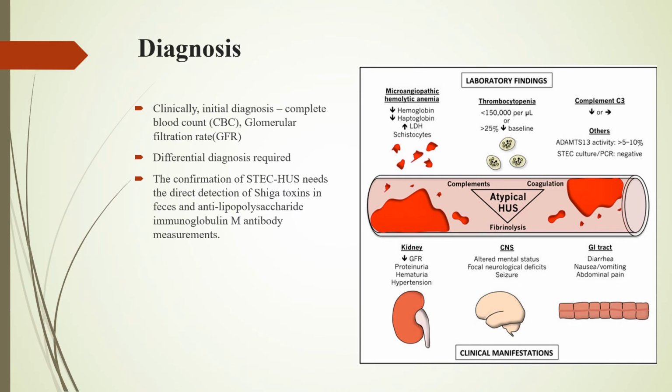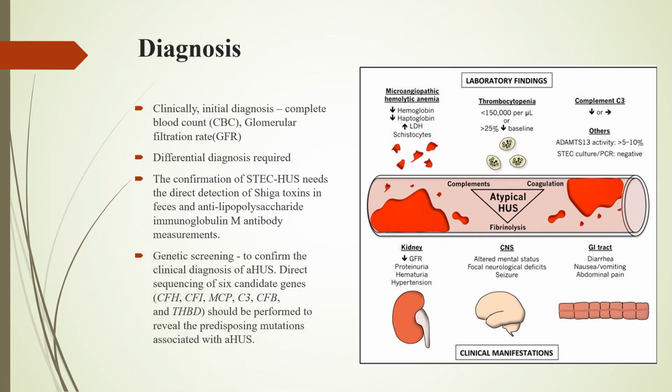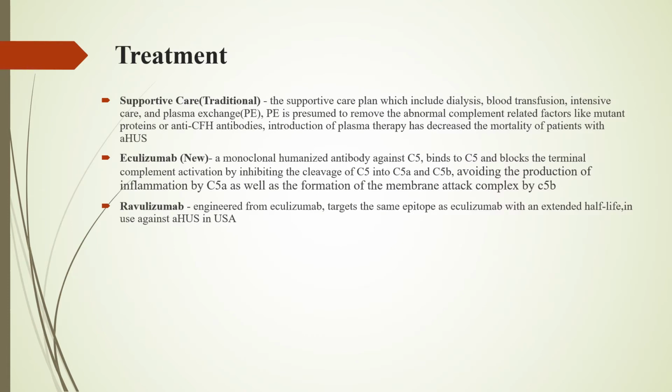Furthermore, we need to differentiate between typical and atypical types of HUS. For this, we can do the direct detection of Shiga toxin in feces and anti-lipopolysaccharide immunoglobulin M antibody measurement on patient sample. Similarly, we can do genetic screening for the complement factor H and complement factor I proteins to confirm the clinical diagnosis of aHUS.